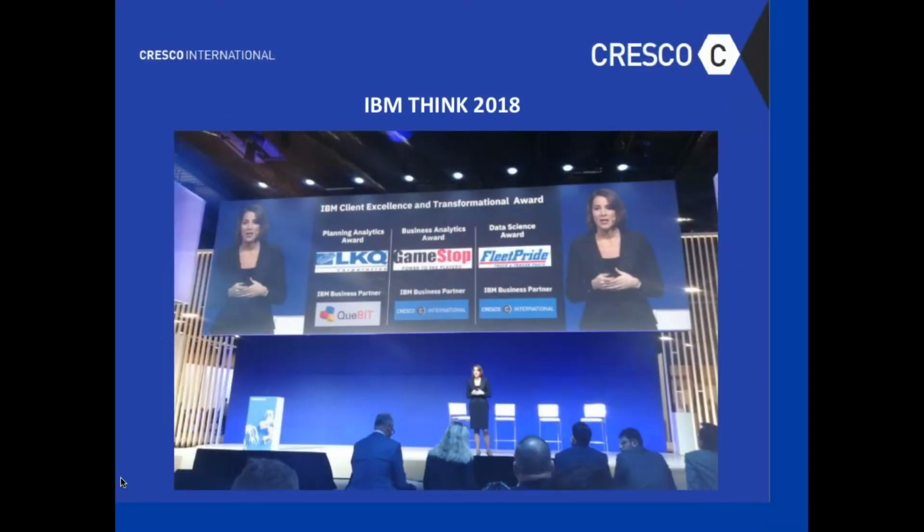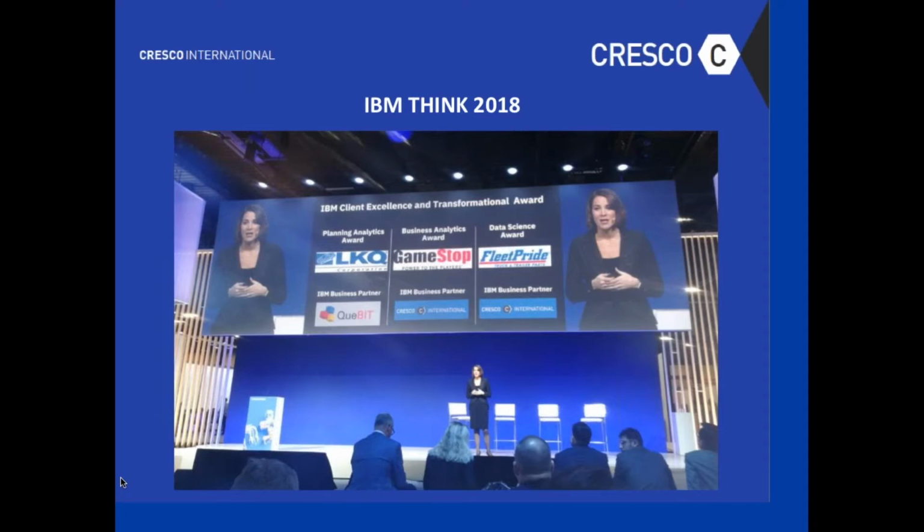So this is another slide that I wanted to put out there for you guys. What this basically shows is how we have not only helped our clients from an analytics perspective, but how IBM has recognized, at their biggest analytics conference 2 months ago, the work that our clients have done internally, as well as the business partner that is Cresco, that has helped our clients not only in the analytics space, but also in the space of data science.